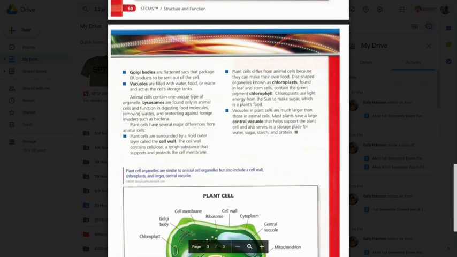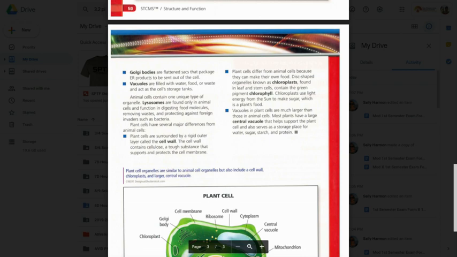Golgi bodies are flattened sacs that package ER products to be sent out of the cell. Vacuoles are filled with water, food, and waste and act as a cell's storage tank. Animal cells contain one unique type of organelle. Lysosomes are found only in animal cells and function to digest food molecules, remove waste, and protect against foreign invaders such as bacteria. Plant cells have several major differences from animal cells.